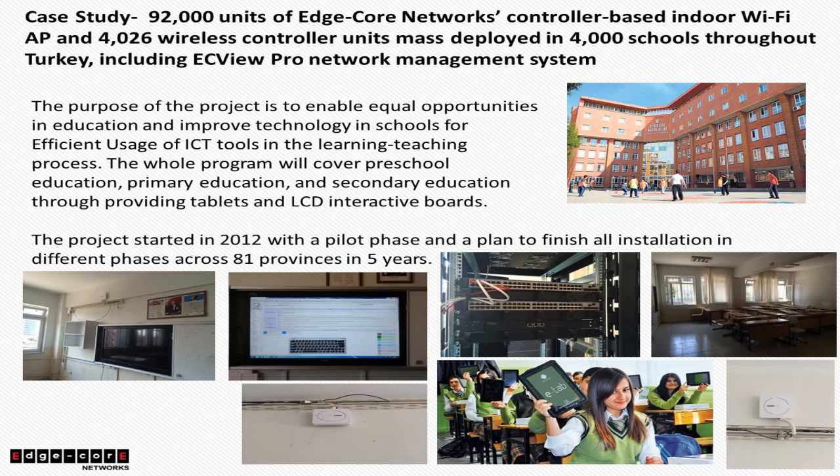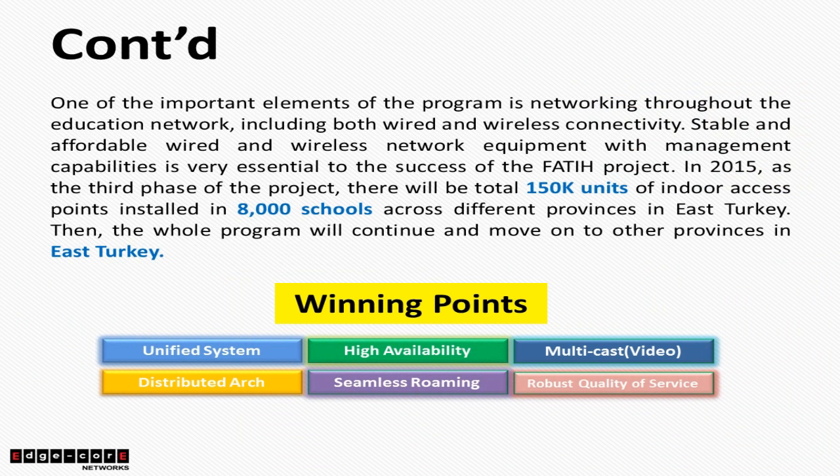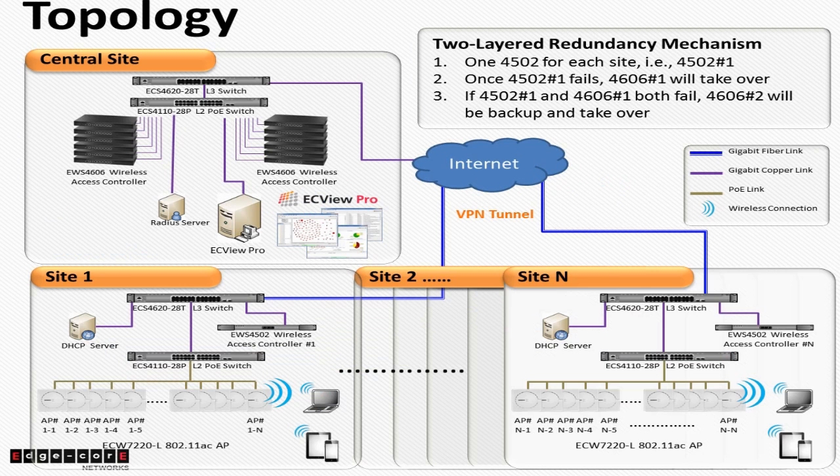So they need very robust roaming and multicasting because they will have high quality video streaming. So this year, we still will try to get the next bid, and our winning points are a unified system, distributed and central management, and we provide a very high availability design and multicast, the distributed architecture, seamless roaming, and very robust quality of service.